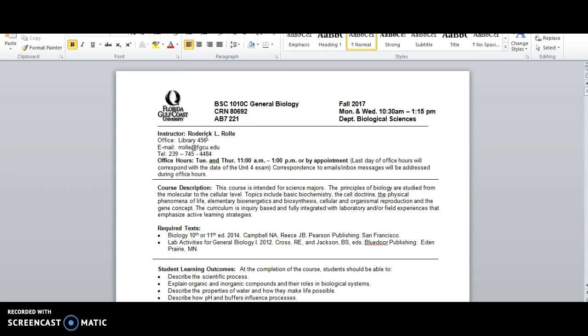These office hours are for the entire semester. If you have a class during that time, you can make appointments. The appointments will be very limited. Most of the appointments will be via email. So if you cannot make the class, if you cannot make the office hours, you have to send me an email.